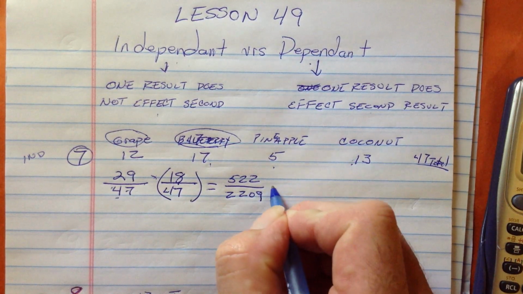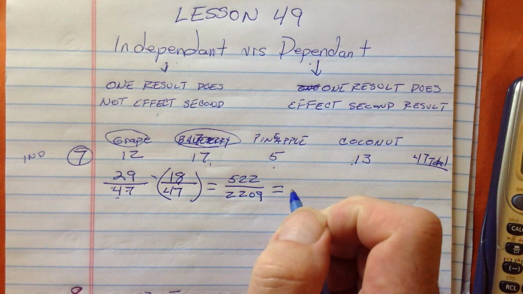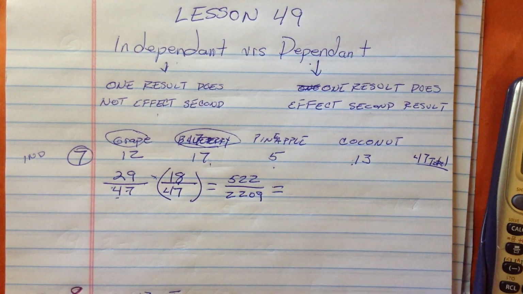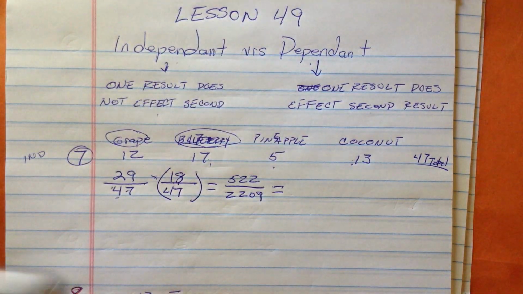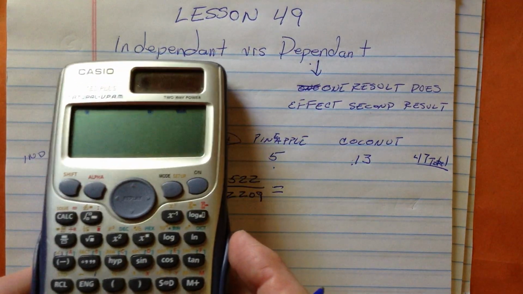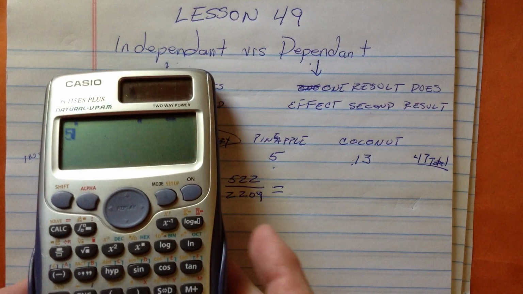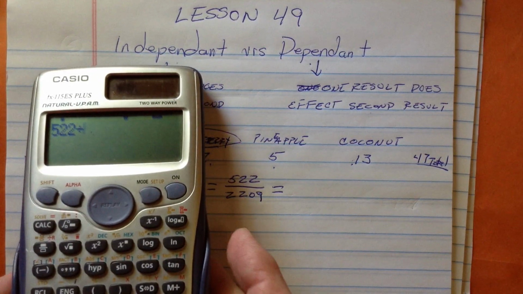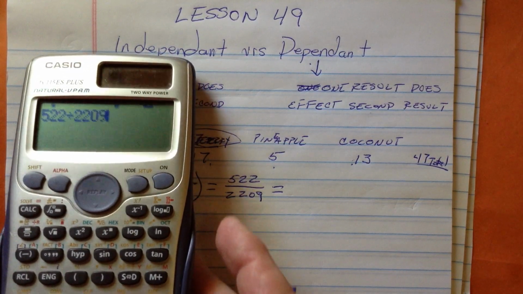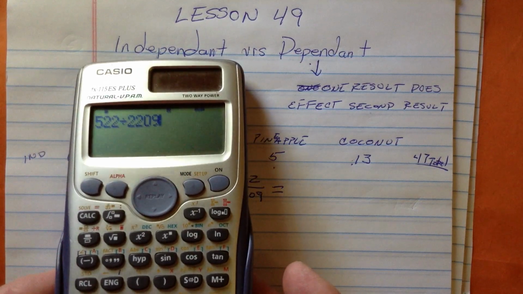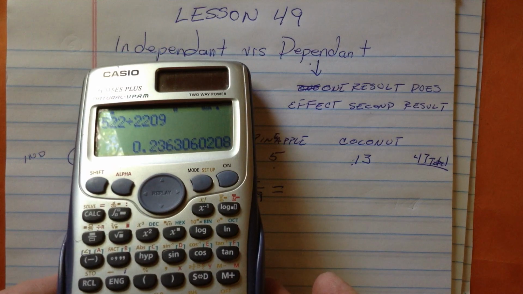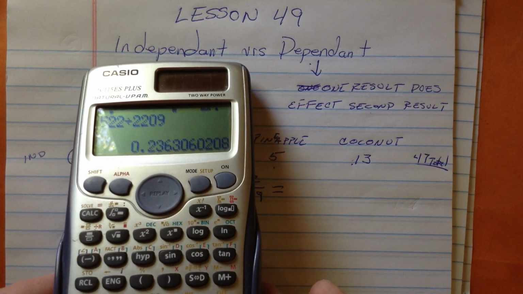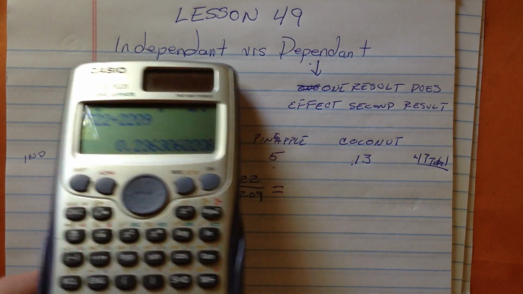Well, I want to divide that down. I want to say it as a decimal. So what is the probability? Here, I'll do it on the calculator. I go 522 divided by 2209, equals, so it comes out to 0.236. So I'm going to round it to the hundredths, 0.24.